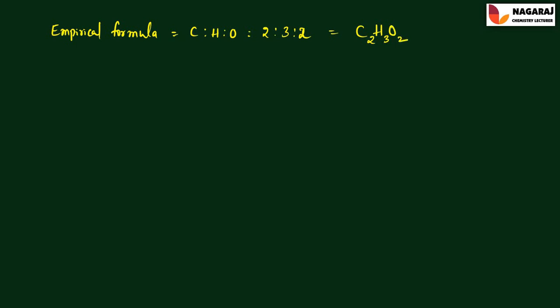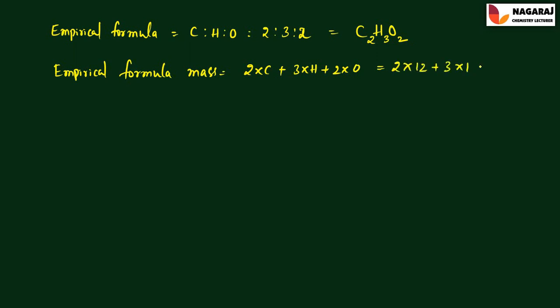And then let us calculate the empirical formula mass. Empirical formula mass is 2 into carbon plus 3 into hydrogen plus 2 into oxygen. That is 2 into 12 plus 3 into 1 plus 2 into 16. On simplification, it gives 59 grams.